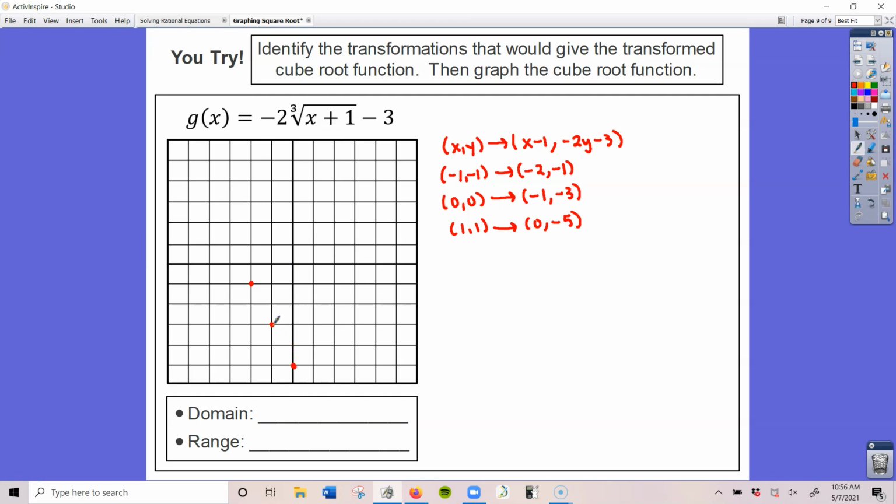So now we have to make sure that we follow the curve, which again is like that S. So it's going to look something like that. And this would be our graph. And just like I mentioned in the previous example, the domain and range for all cube root functions is always negative infinity to infinity. And that's graphing square root and cube root functions.